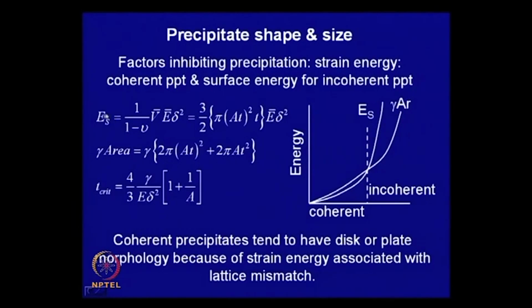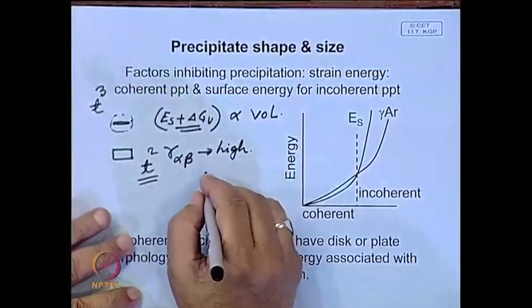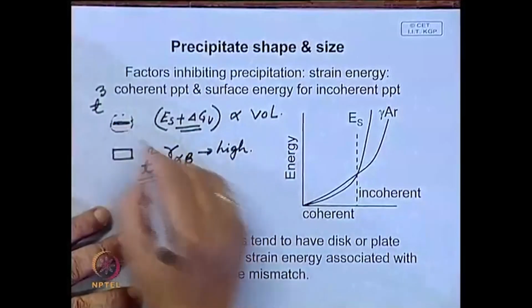If you look at that, how do you calculate the strain energy? Strain energy will be proportional to the volume of the precipitate, the modulus, and the lattice mismatch. Delta represents lattice mismatch, and nu is the Poisson ratio, which is usually around 0.3. So, we can make some approximate calculation. This volume, if you assume it to be a disk, and if you assume that there is a shape factor A.